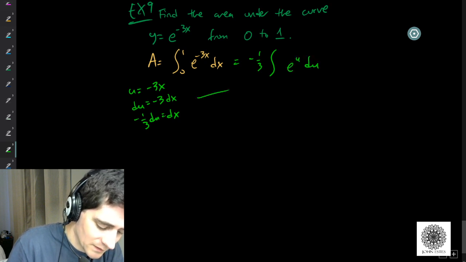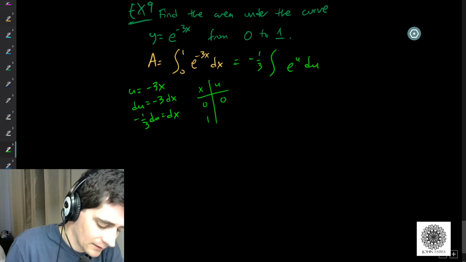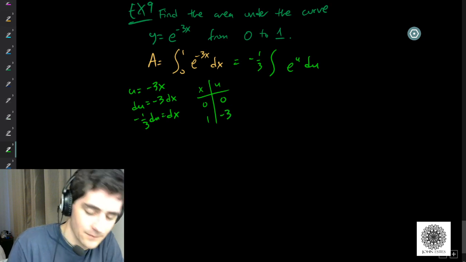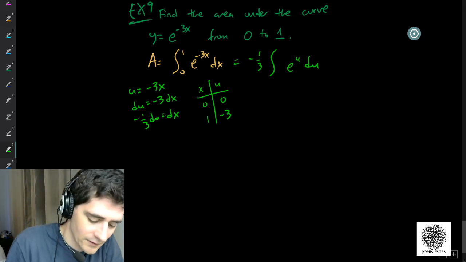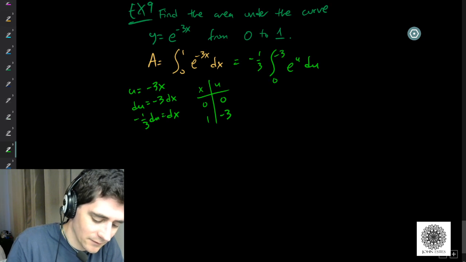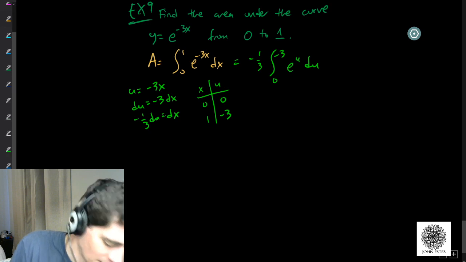And I'm going to go ahead and set up a table. If x was 0 and 1, what does u become? Well, let's see. If x is 0, u is 0. And if x is 1, u becomes negative 3. So we have to be careful here, going from 0 to negative 3, which seems backwards, right? But the signs will work out themselves.